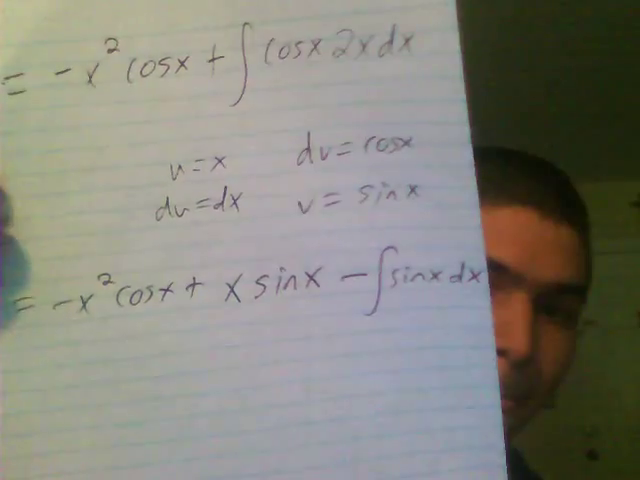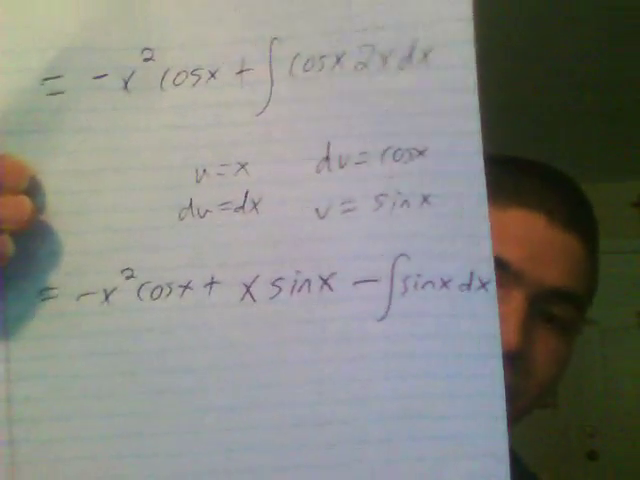Okay? So let's do this. This is equal to what? Negative x squared cosine x plus. So now we're doing integration by parts. So uv, so x sine x, right? Minus the integral of v, what's v, sine x, and then du, which is just dx. So we should have this. Okay, now we just do the integral of sine x. You know that. And so write down the rest.